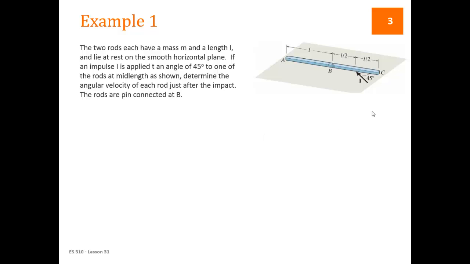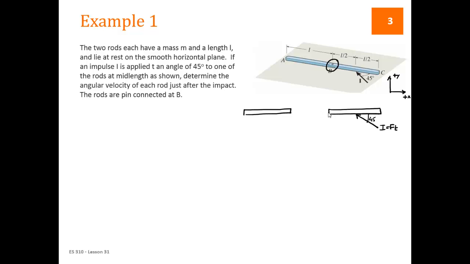Our first example is somewhat more complicated than the ones we've seen thus far because it involves two bodies that are pinned together at this joint B, rotating in a joint fashion. So let's draw free body diagrams of each of these two bodies. We have the left-hand bar and the right-hand bar. The right-hand bar is the one with the impulse on it. So the impulse is already force times time. This is 45 degrees. We'll remind ourselves of positive directions. That's the positive x. This is the positive y.